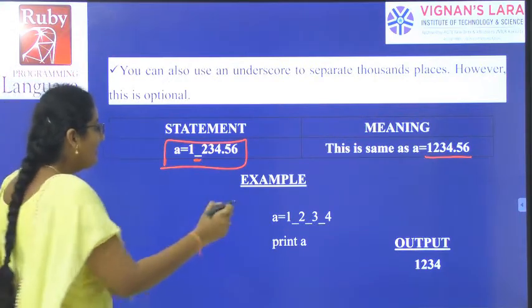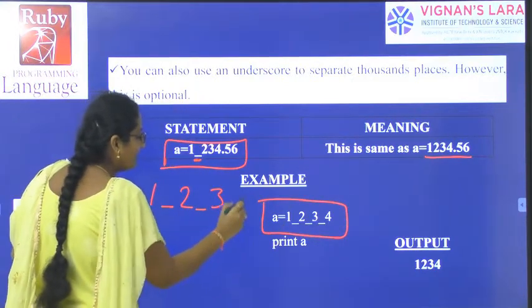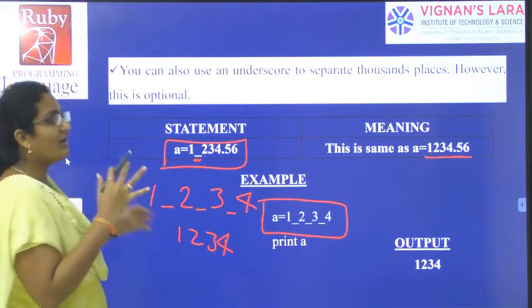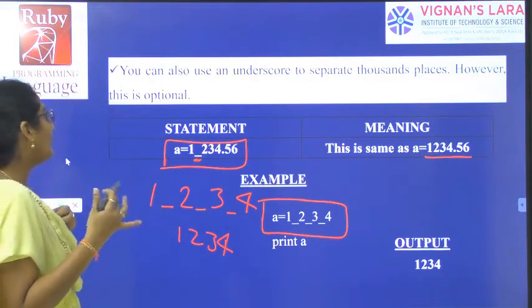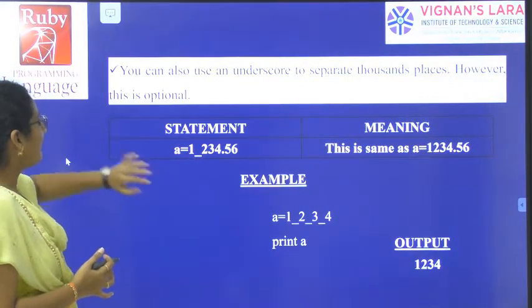But the meaning is, see here, a = 1_2_3_4 is similar to 1234 only. Underscore does not make any change, but if you want, you can use it in the optional way. So this is about numeric.